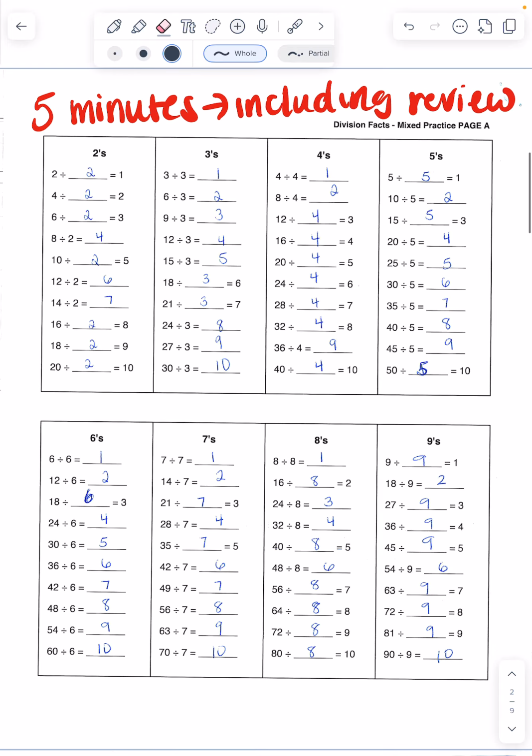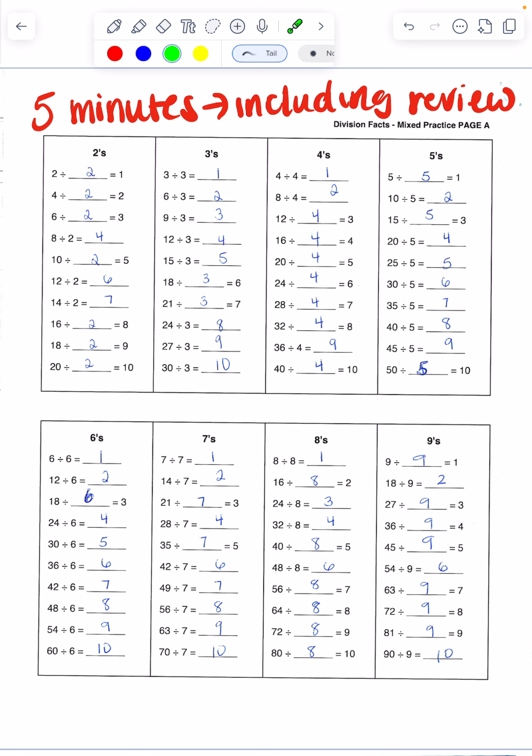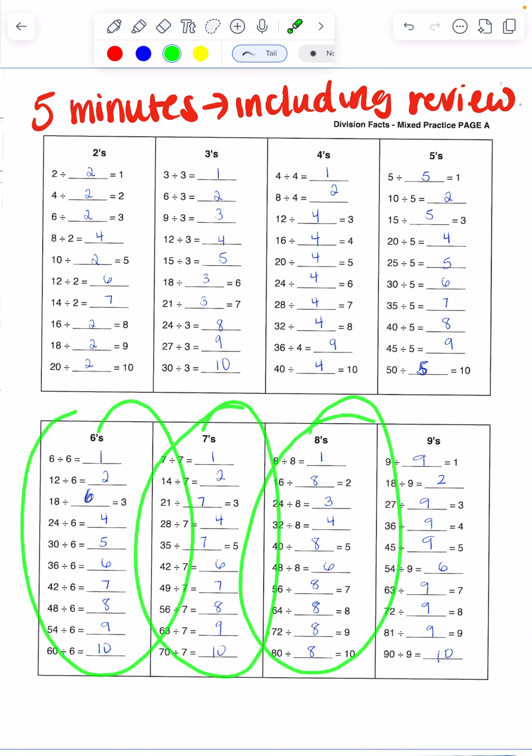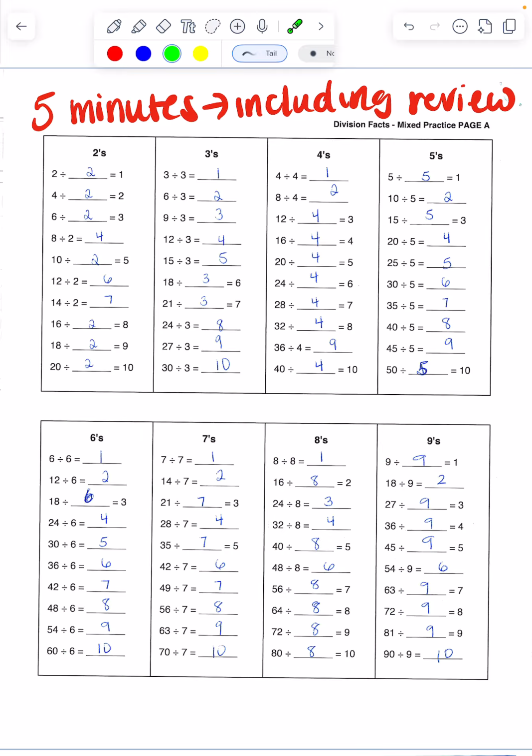Just like any other lesson, you will be spending 5 minutes on the sprint. The 5 minutes does include the review. So you may want to give them 4 minutes to actually work through the sprint and then maybe 1 minute to go over 1 or 2 of these sets. I would suggest at any given time to go over the 4s, the 6s, 7s, 8s, or even 9s, because that's what we see our students struggle with the most.